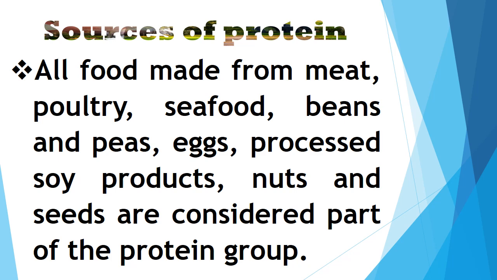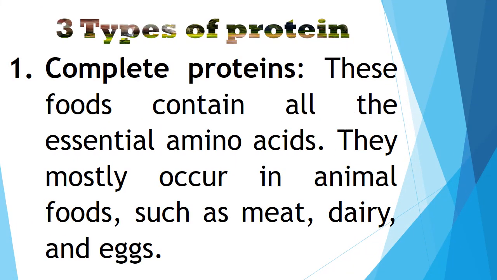Protein: all food made from meat, poultry, seafood, beans and peas, eggs, processed soy products, nuts, and seeds are considered part of the protein group. 3 types of protein. First, the complete proteins. These foods contain all the essential amino acids. They mostly occur in animal foods such as meat, dairy, and eggs.